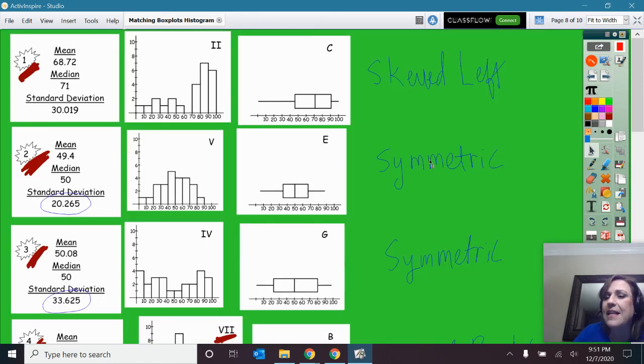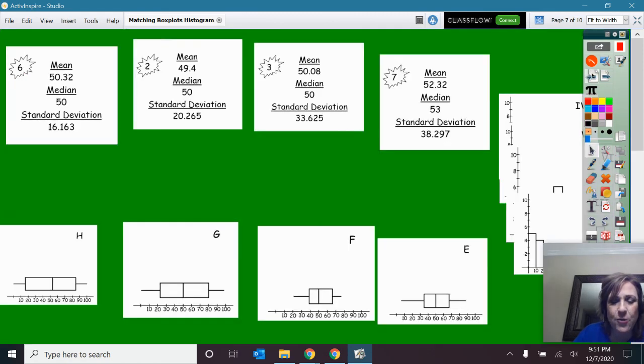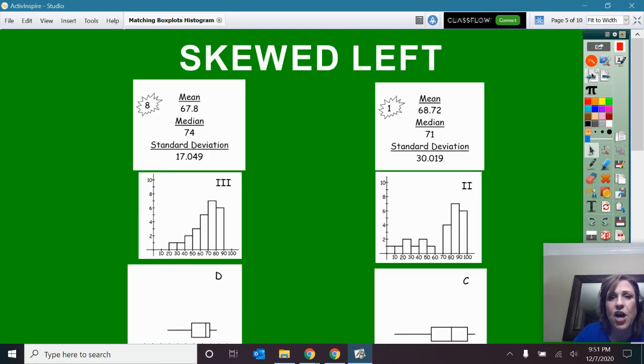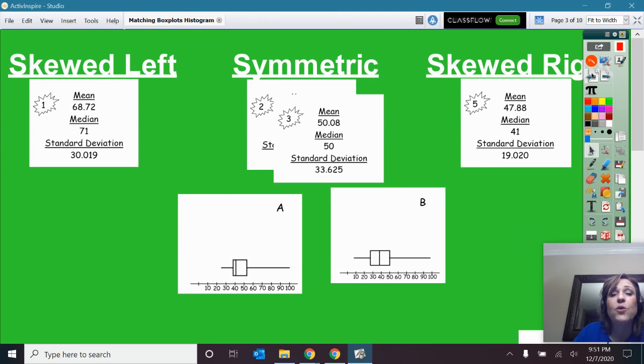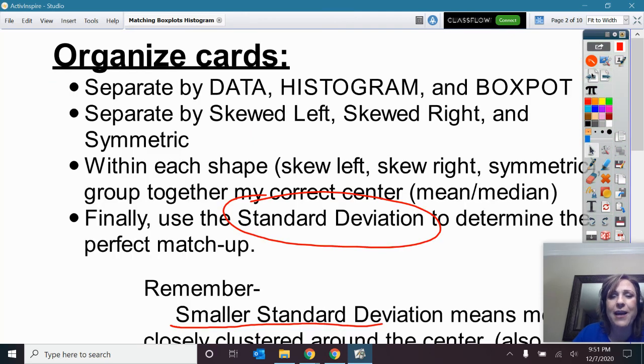And once you do that, then we will check all of those together and see how you did on matching up your data with your histogram and with your box plot. Okay, good luck to you on that.